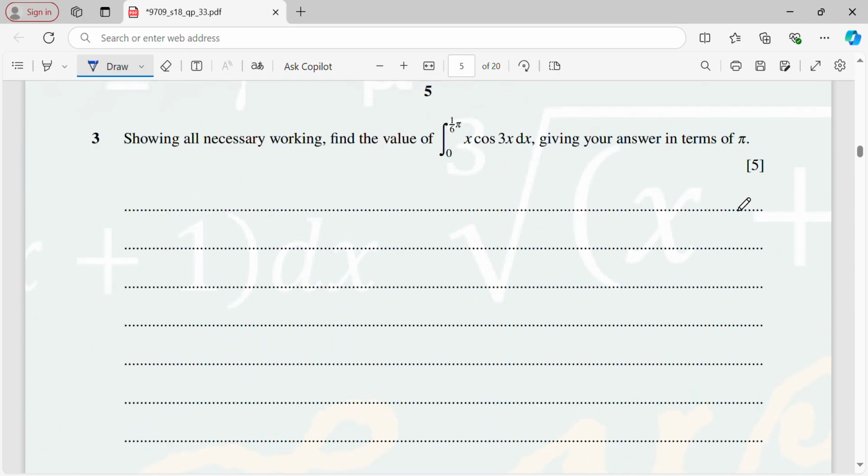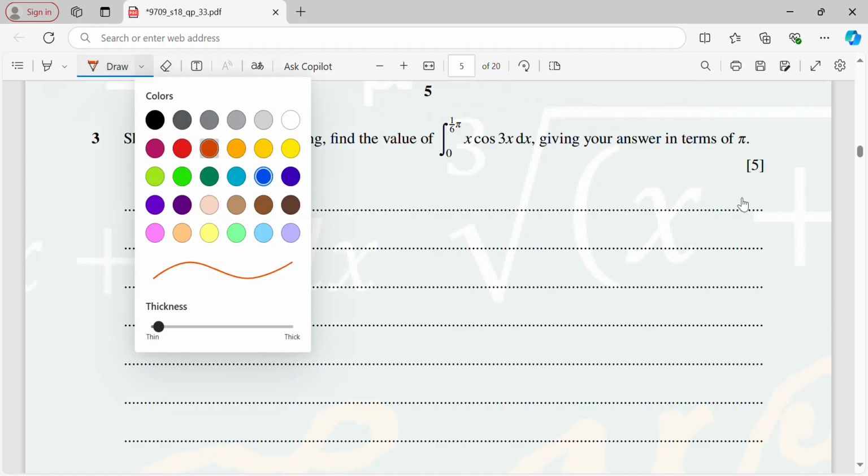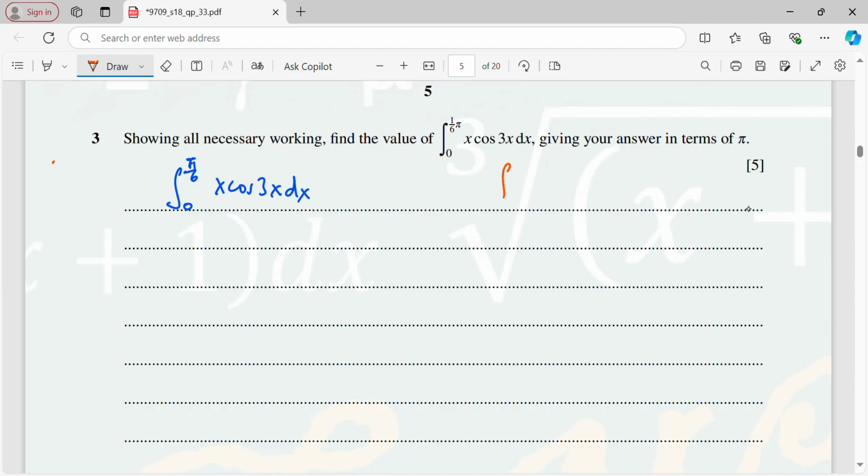Now next question, number 3. Showing all necessary working, find the value of this integration, giving your answer in terms of pi. So now integrate 0 to pi over 6, x cos 3x dx. Now, since this is multiplication of 2 different types of functions, that means we need to integrate using integration by parts, right? So for integration by parts, that is integrate u dv over dx with respect to x is uv minus integrate v du over dx with respect to x.